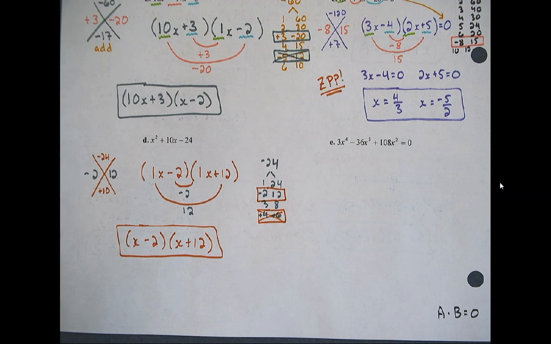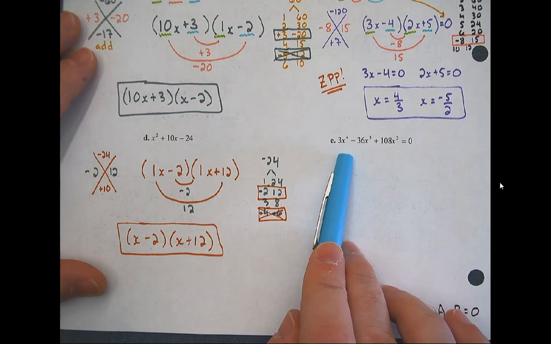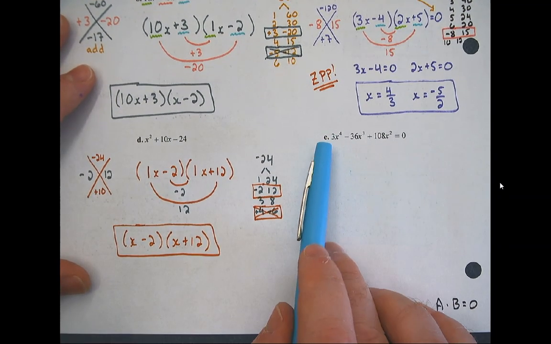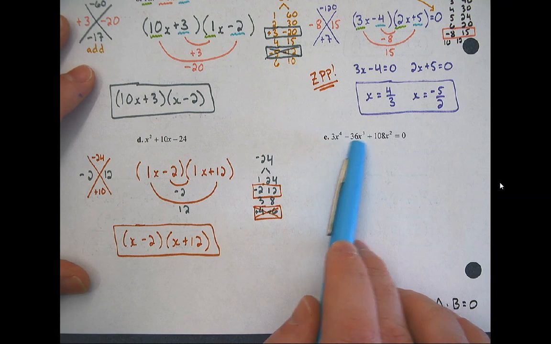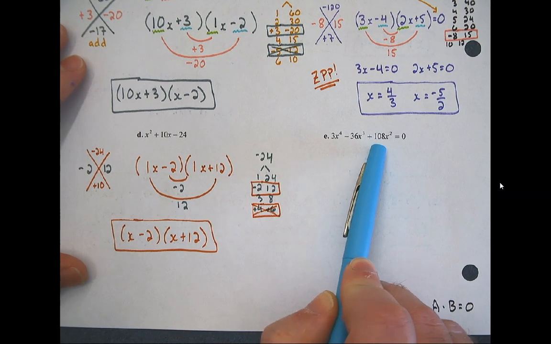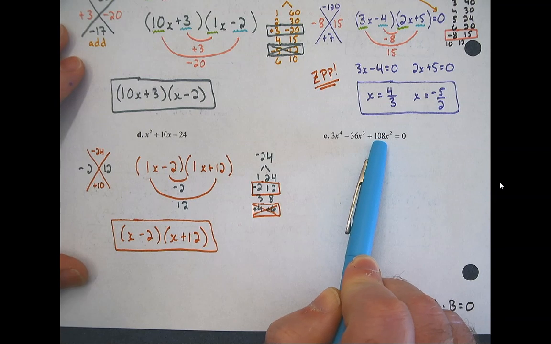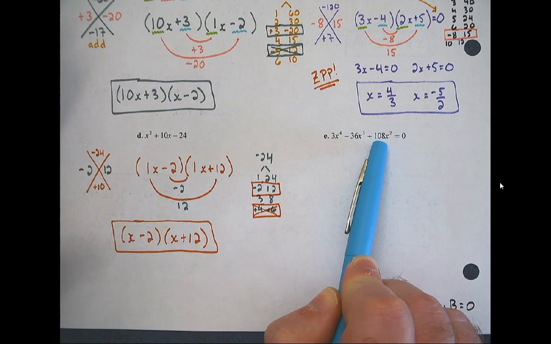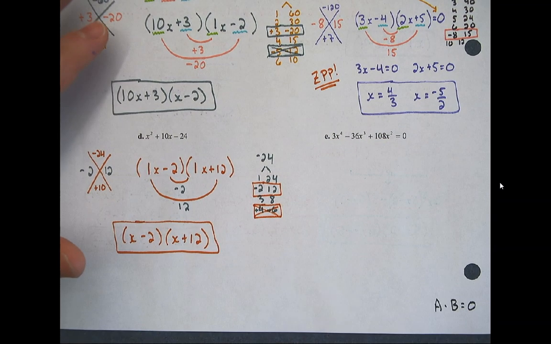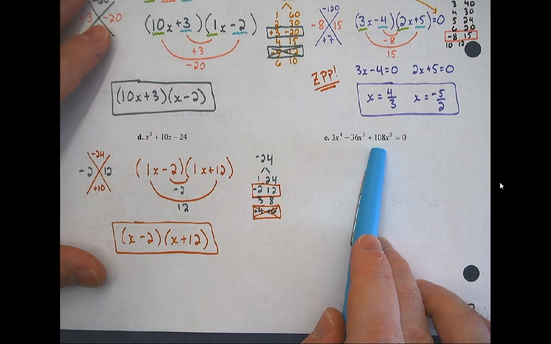All right, looking at the next one, this kind of feels like it's not an x factoring because there's an x to the fourth. But remember, what should we always try to do first is to do a factor out. 3, 36, and 108. 108 is divisible by 3. Here's how you know. If you add up all the digits of a number and you get a number that's divisible by 3, then the original number is divisible by 3. It doesn't mean that you can tell what the other factor is.